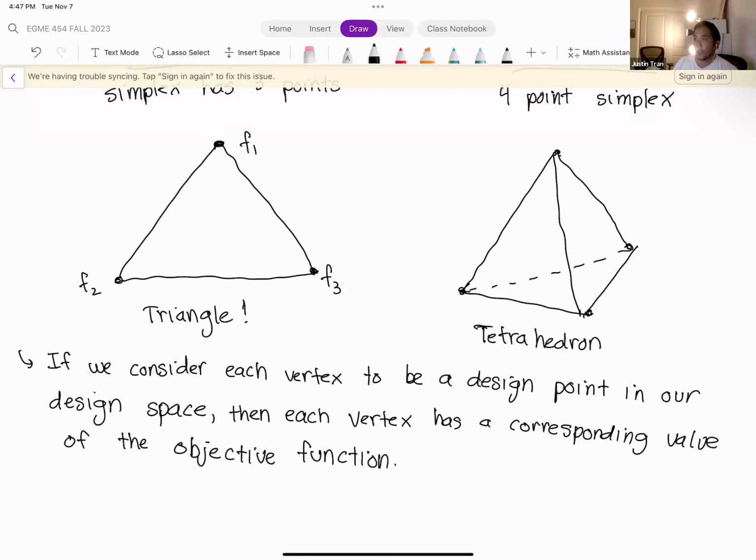We can do some interesting things with this. Based on those values, because they're all distinct design points, they're likely going to have different values of the objective function. We can do things like ranking them in order, from the best point to the worst point. Then we can remove the worst point and manipulate. Basically, the idea is to manipulate the shape and size of the simplex iteratively to move it towards the optimal point.